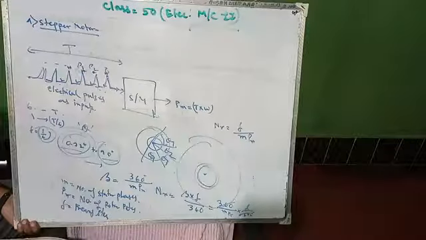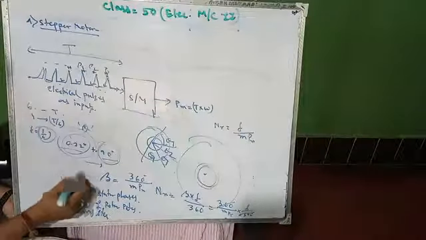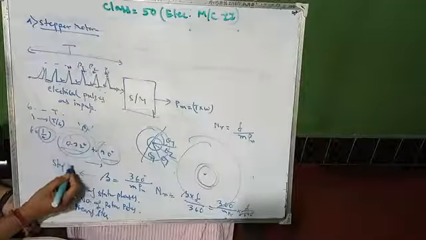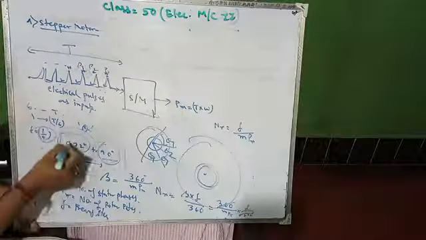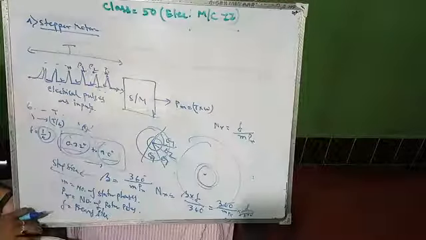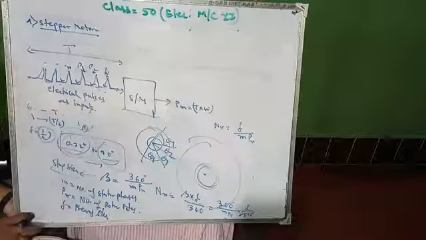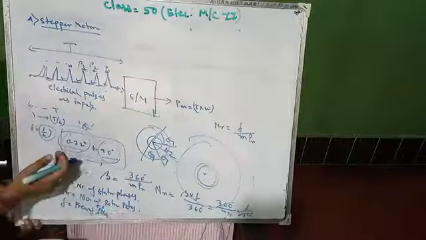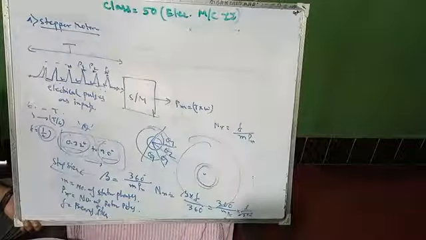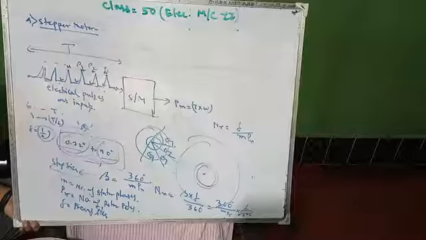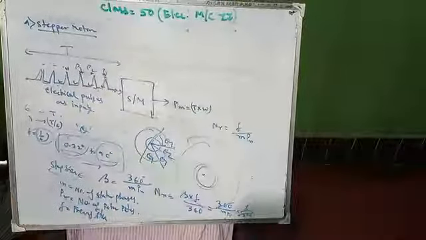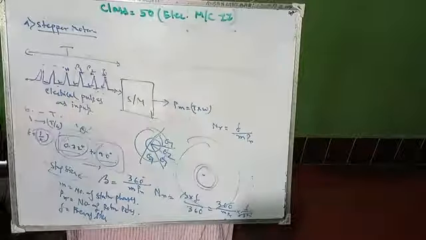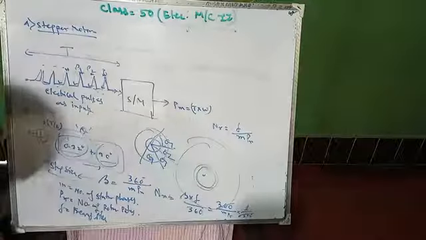So beta equals the step size, and this step size is in the range of 0.72 degree to 90 degree. When the rotor size is smaller, then the step size is larger, and when the step size is larger, then the rotor size will be smaller. So this is all about the stepper motor.